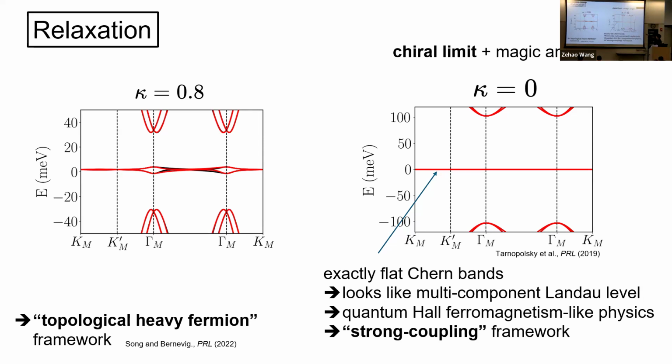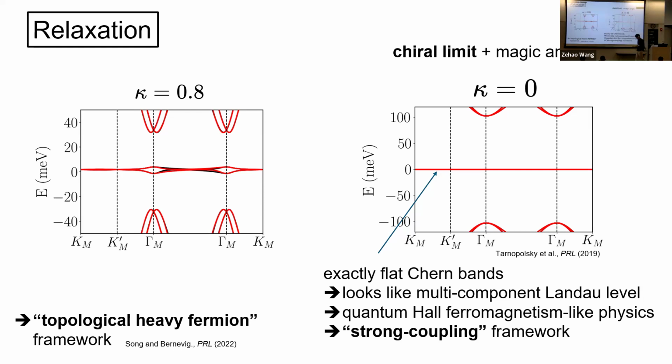And of course, we have to remember that in this limit, we actually have many bands, and these bands are actually Chern bands. So this situation should remind you of one of the classical settings for strongly correlated topological physics, which is a Landau level. Of course, now it's a bit strange because we have a multi-component Landau level, and we seem to have different Landau levels with different Chern numbers or different magnetic fields. But we would still expect a lot of similar physics, like quantum Hall ferromagnetism. This perspective, trying to understand the correlated physics starting from this limit, is known as the strong coupling framework.